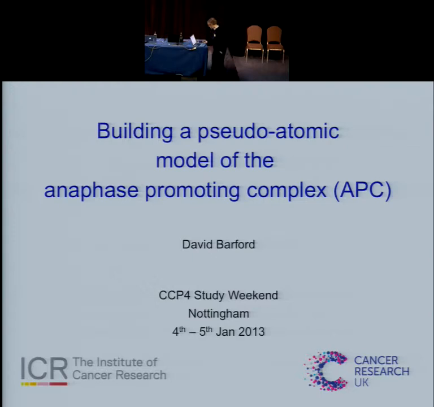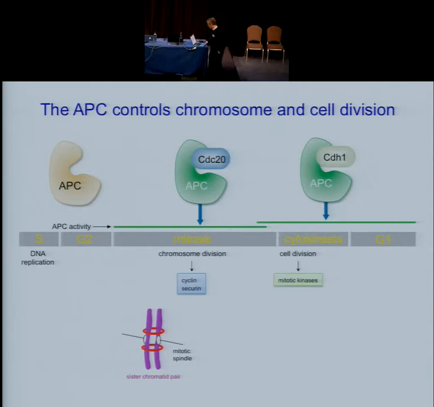The APC is a large multi-subunit complex which functions as an E3 ubiquitin ligase to regulate progression through the cell cycle by mediating the degradation of cell cycle proteins via the ubiquitin proteasome system. The APC controls the degradation of proteins whose activities inhibit progression through specific cell cycle phases. These proteins include cyclins and mitotic kinases. The activity of the APC at metaphase, where it degrades cyclin and securin, triggers chromatid segregation and the onset of anaphase in mitosis.